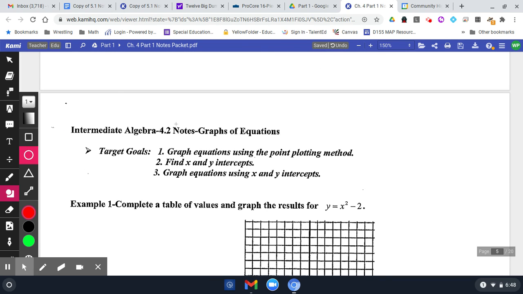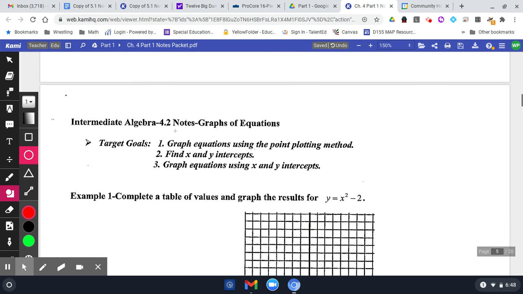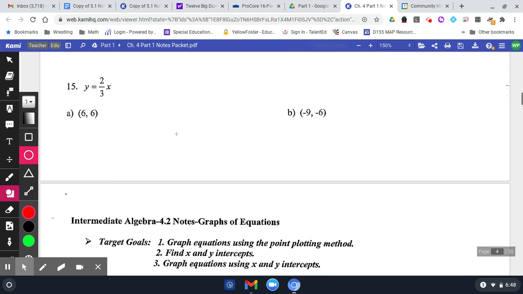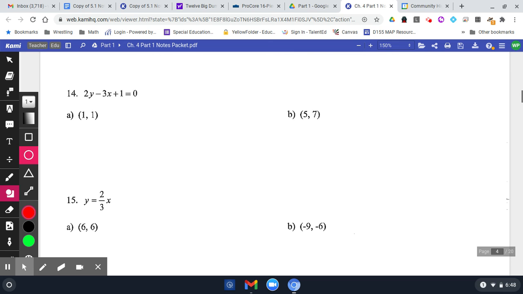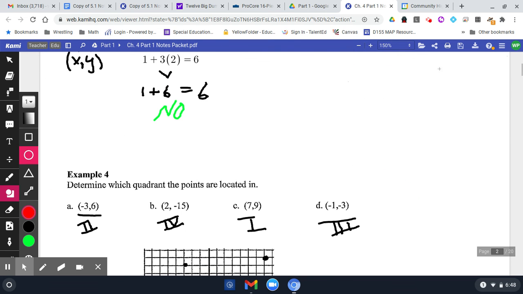And then do not go on to the 4.2 notes. We won't even get to that this week probably. We'll stick with lines all week long. So let me know if you have questions.